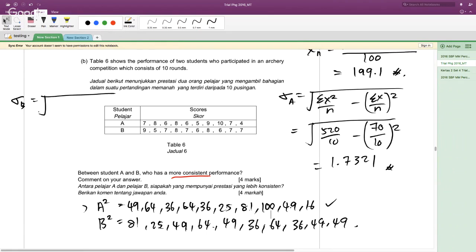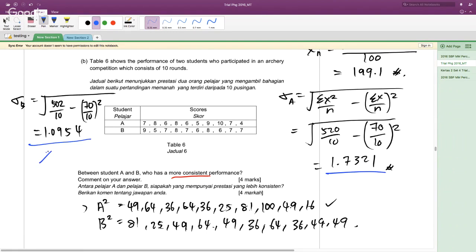It's 502. So this is 502 over 10 numbers, minus the mean. 9 plus 5 plus 7 plus 8 plus 7 plus 6 plus 8 plus 6 plus 7 plus 7. It's 70 also. So it's 70 over 10, squared. So I will do this: 50.2 minus 49, and then I square root the answer. This gives 1.0954.